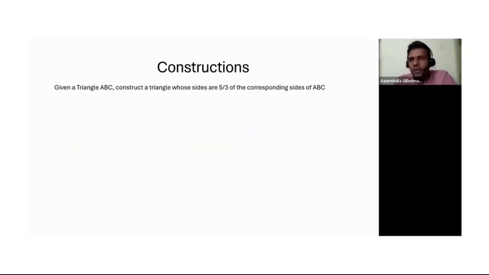Okay, so what is asked is, there is a triangle ABC. The lengths are not given, so we can assume any lengths and draw the triangle. And then we need to construct another triangle similar to that, having a scale factor of 5 by 3. That means 5 by 3 is a bigger triangle we need to draw. So the scale factor here is 5 by 3. That means in total I need to divide this into 5 divisions. Okay, I'll tell you first.